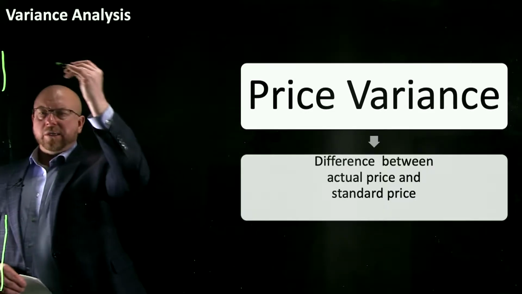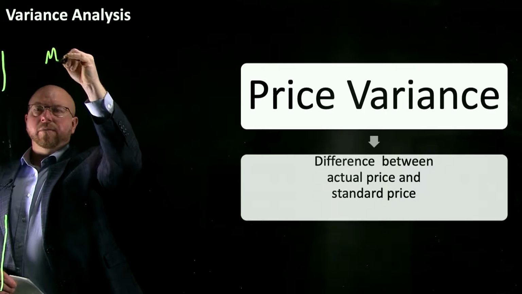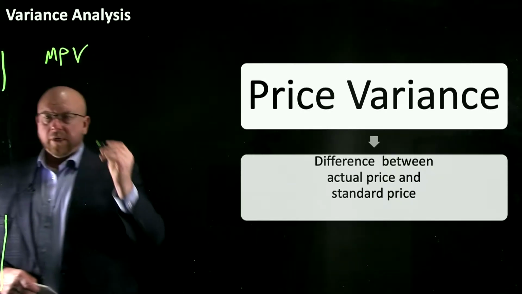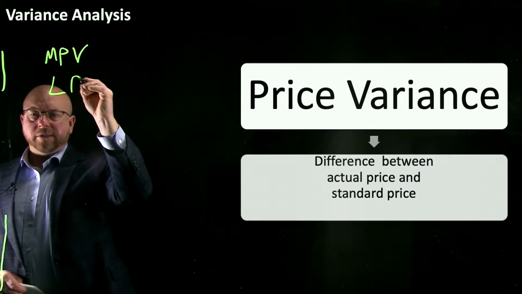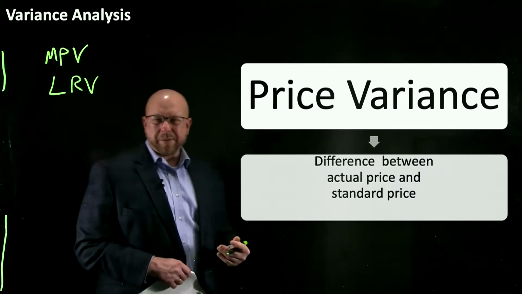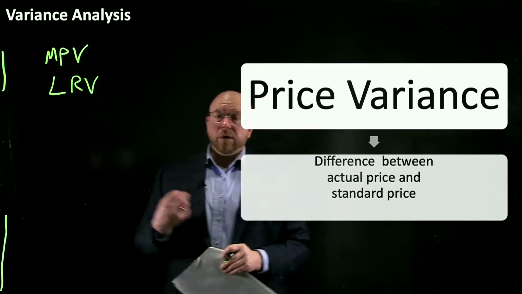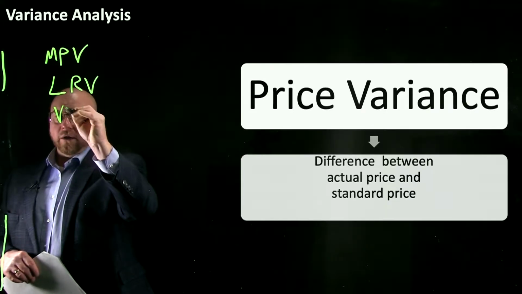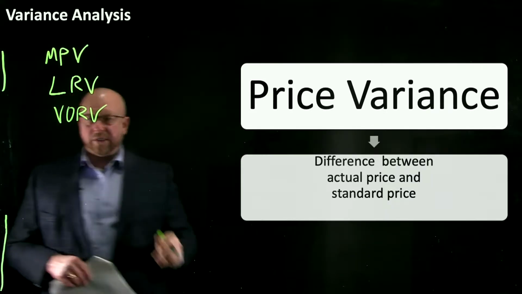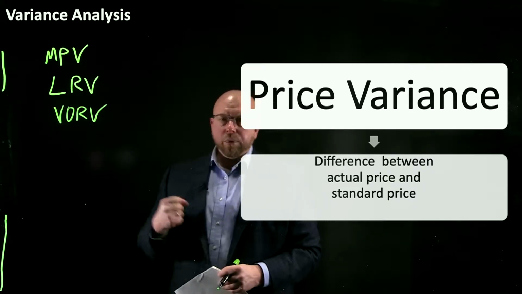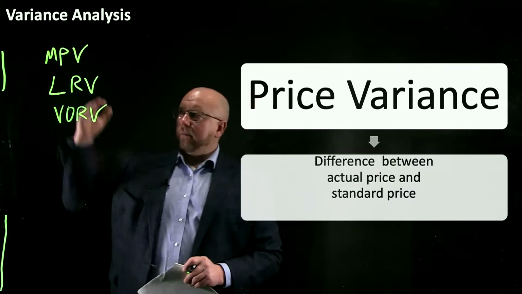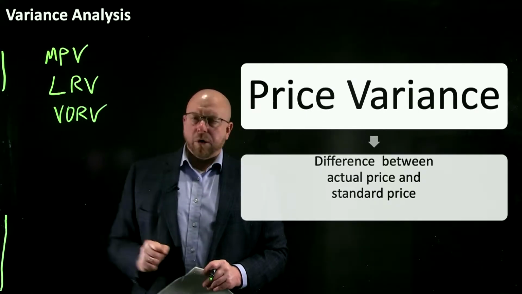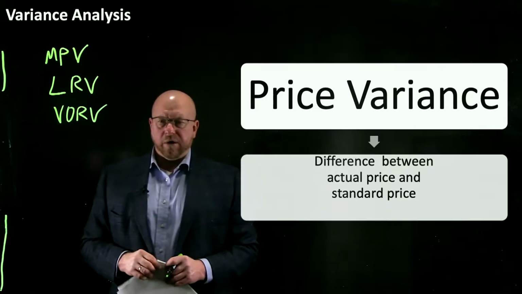So what we can see is that for materials, we would have a materials price variance right there. For labor, we don't call it a price variance because it's people. You don't put a price on people. So we call it a labor rate variance. And with variable overhead, a variable overhead rate variance. So these are the 3 possible price type variances we would have. Materials price variance for materials, labor rate variance for labor, variable overhead rate variance for variable overhead.